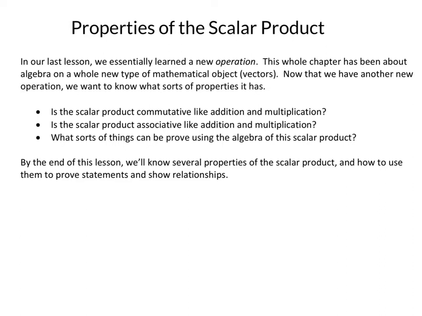So we're going to be dealing with questions like, is the scalar product commutative, like addition and multiplication? Is the scalar product associative, like addition and multiplication? What sorts of things can we prove using the algebra that we have on the scalar product? So by the end of this lesson, you will know several properties of the scalar product and how to use them to prove statements and show relationships between vectors.